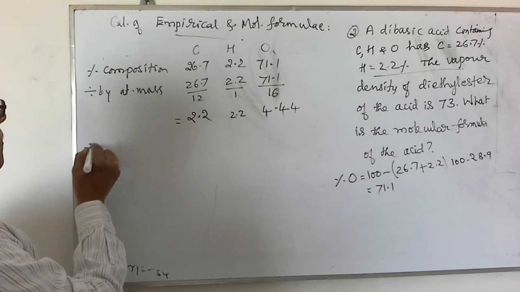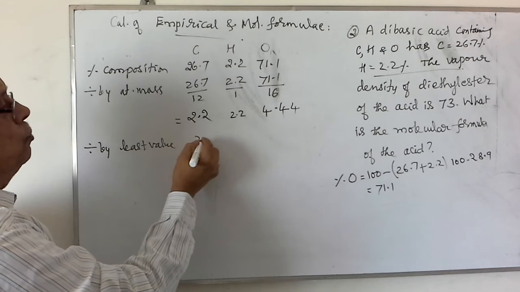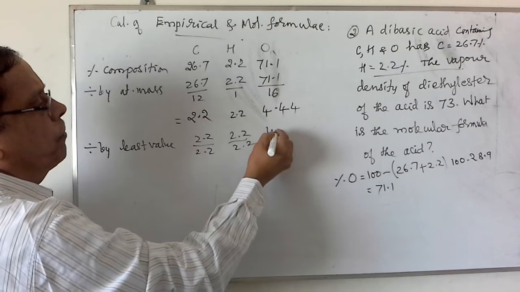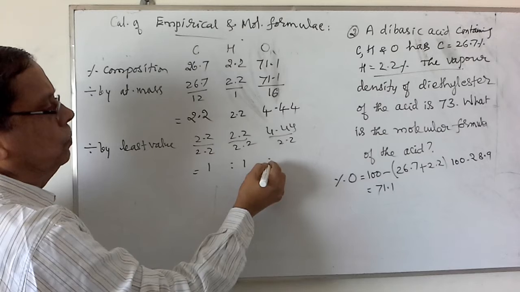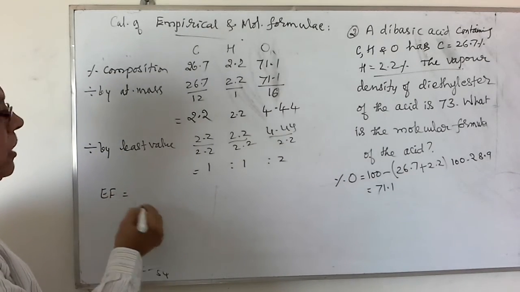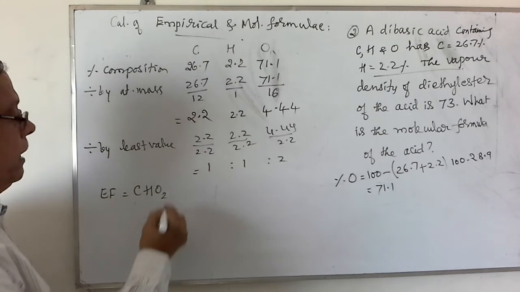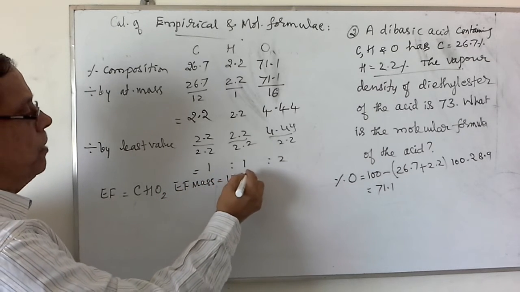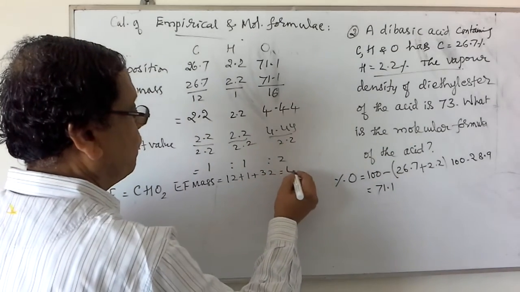So divide by the least value. It is 2.2 by 2.2, 2.2 divided by 2.2, and 4.44 divided by 2.2. It is almost 1:1:2. So empirical formula is CHO2. Empirical formula mass is 12 plus 1 plus 32. 13 plus 32, it is 45.